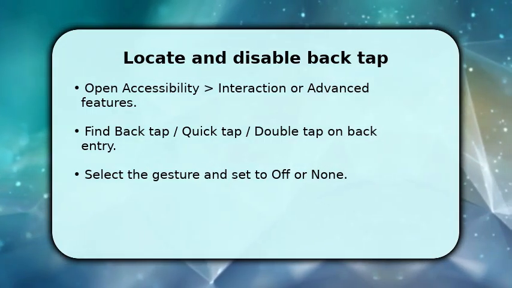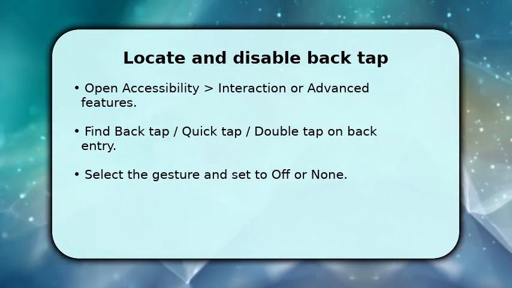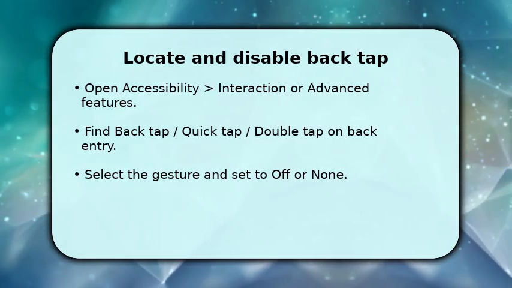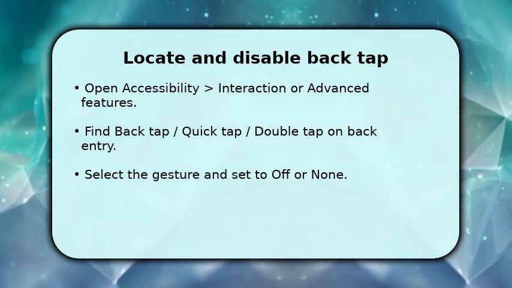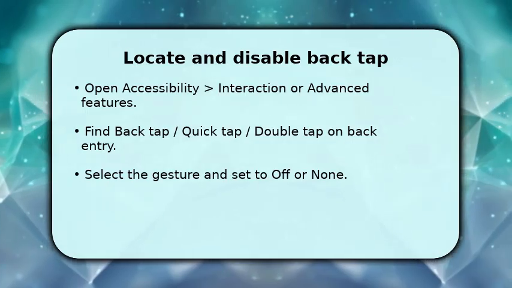Tap back to confirm, and make sure both single and double tap rows show no screenshot assignment. Once done, the camera or screenshot shortcut will no longer trigger from the phone's rear.